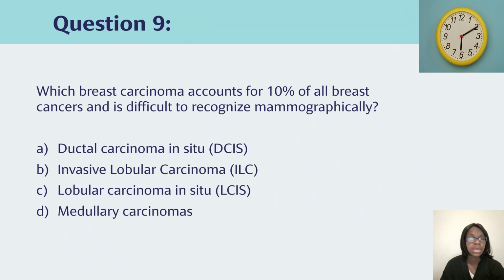Okay, for question 9, which breast carcinoma accounts for 10% of all breast cancers and is difficult to recognize mammographically? Is it ductal carcinoma in situ, or DCIS, invasive lobular carcinoma, or ILC, lobular carcinoma in situ, or LCIS, or medullary carcinomas? I'll give you a few moments to think about it, since these are probably starting to get a little more difficult, or not really difficult, but require more thinking.